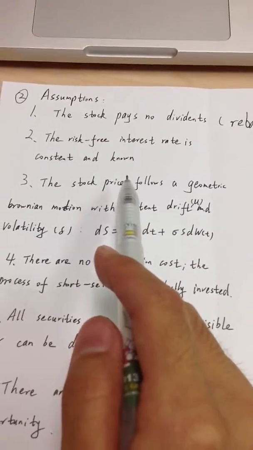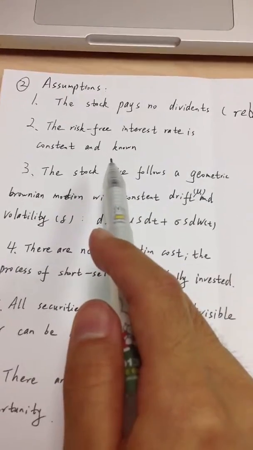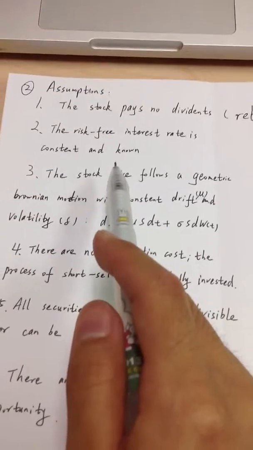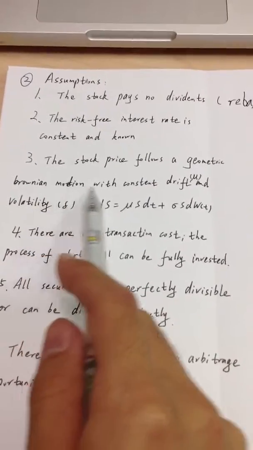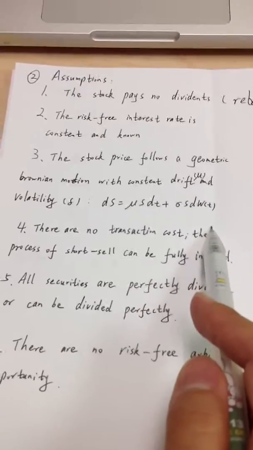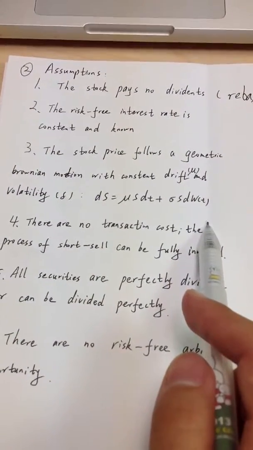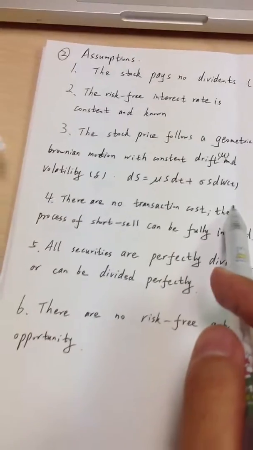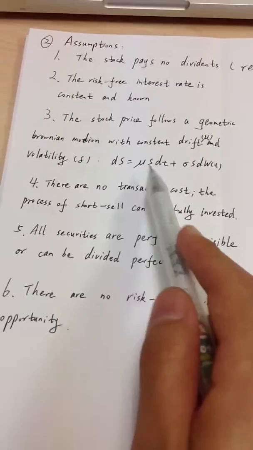And this can also be relaxed, but it will be more difficult for us to deduce the Black-Scholes formula under this relaxed assumption. And the third assumption is the stock price follows a geometric Brownian motion. Here is the fundamental assumption under which we construct the Black-Scholes-Merton equation. So this is the most important assumption here.